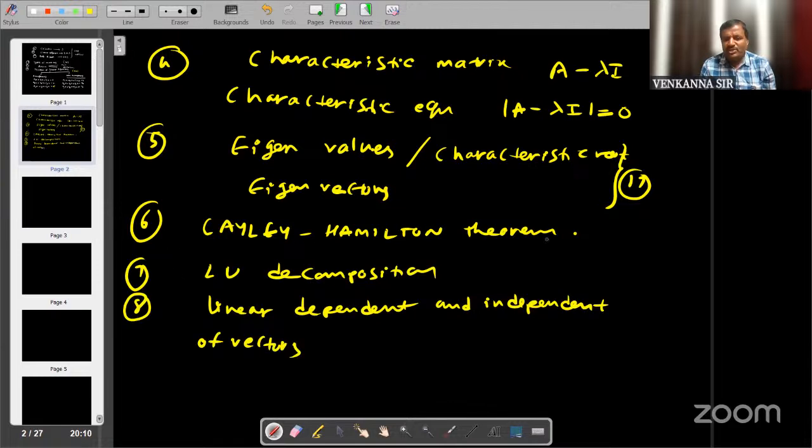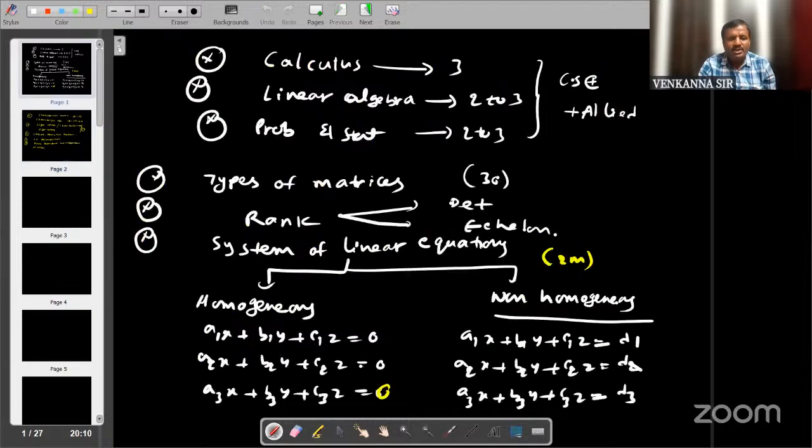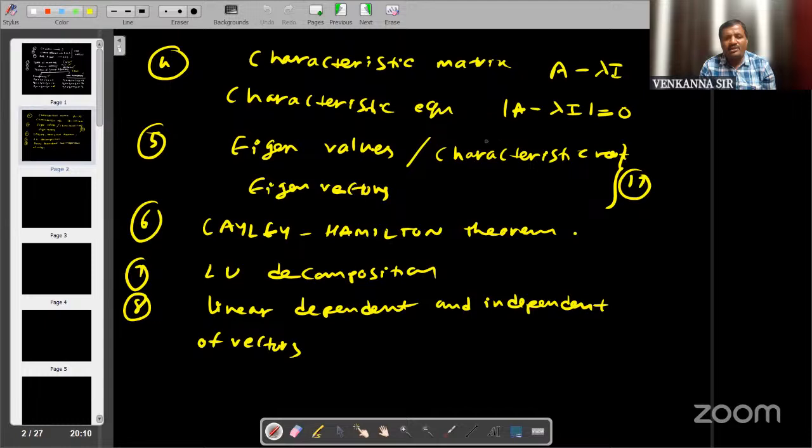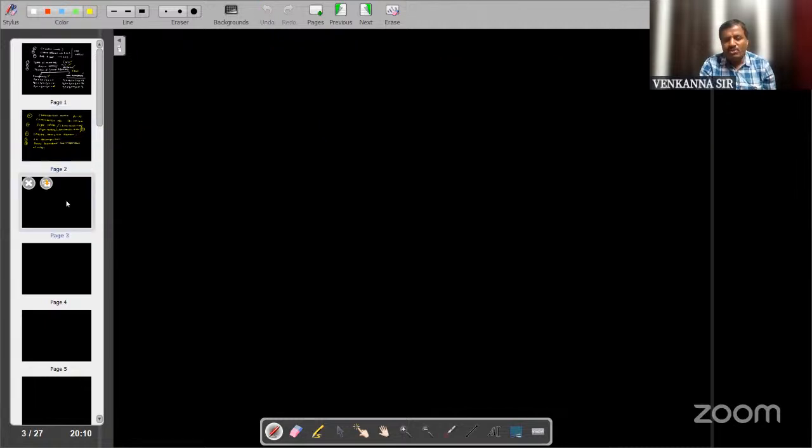So first 6 topics are very important. What are the 6 topics here? First one is types of matrices, near about 30 different types. Rank, determinant approach, echelon form. System of linear equations, homogeneous and non-homogeneous. And then next characteristic matrix, characteristic equation, eigenvalues. Another name of eigenvalues is characteristic root, latent root. Eigenvector, another name is what? Characteristic vector also you can say. Then Cayley-Hamilton theorem, LU decomposition, linear dependent and independent of the vectors. So all these 8 subtopics cover for us 2 to 3 marks.